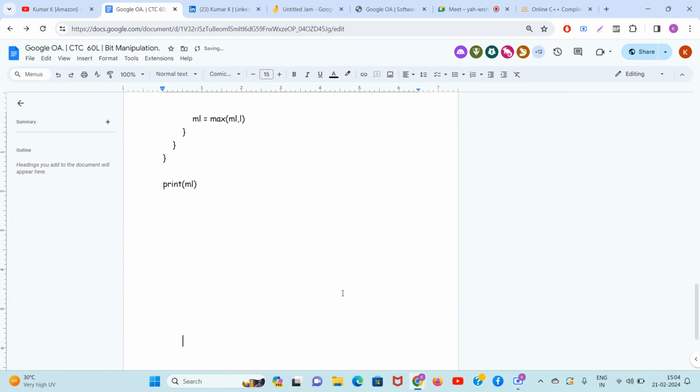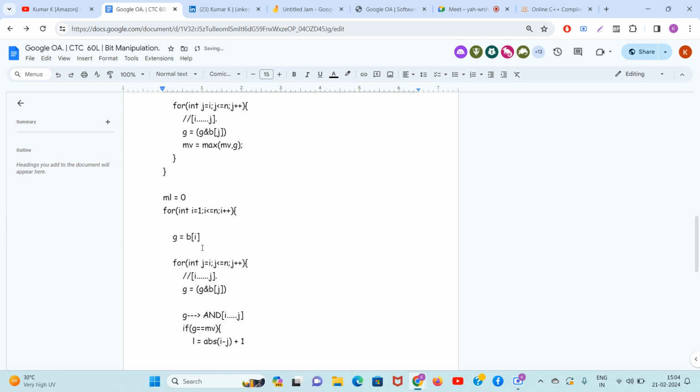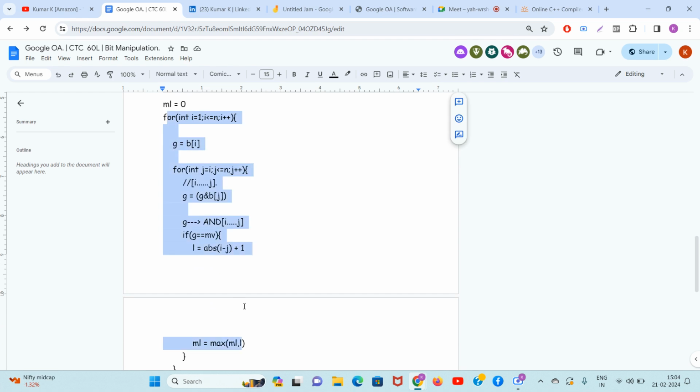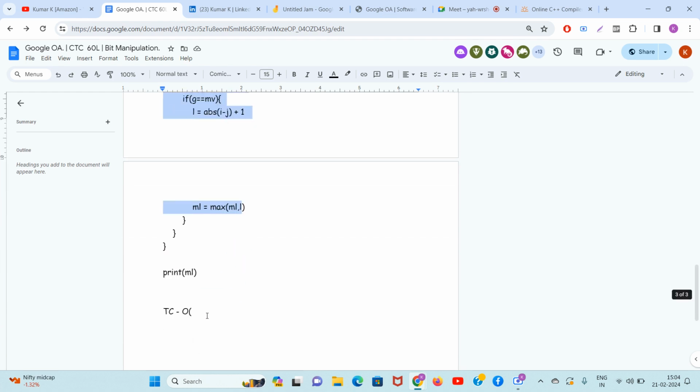Guys, what is the time and space complexity? Two for loops, this is taking n square time, two nested for loops. This is also taking n square time, 2 into n square. But the 2 does not matter, right?